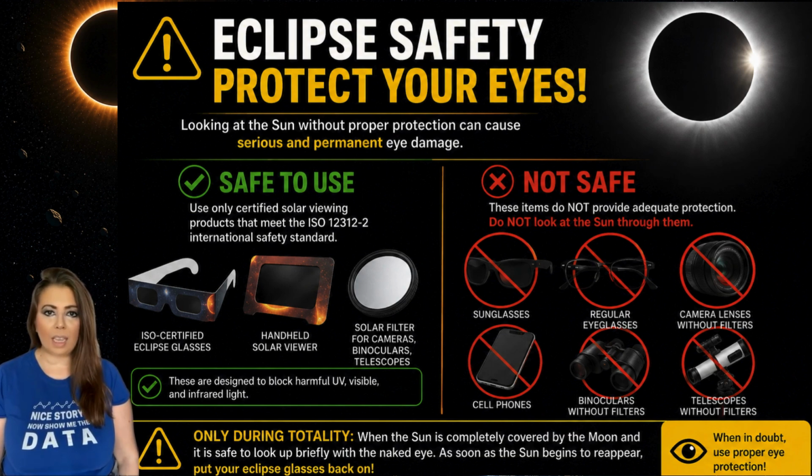I also wanted to leave an important reminder. During the partial phases, make sure you wear proper solar viewing protection. Ordinary sunglasses aren't going to cut it. Only during complete totality, when the bright face of the sun is entirely covered, can observers within that path of totality briefly view it without solar filters. As soon as the sun begins to reappear, the protection goes back on.